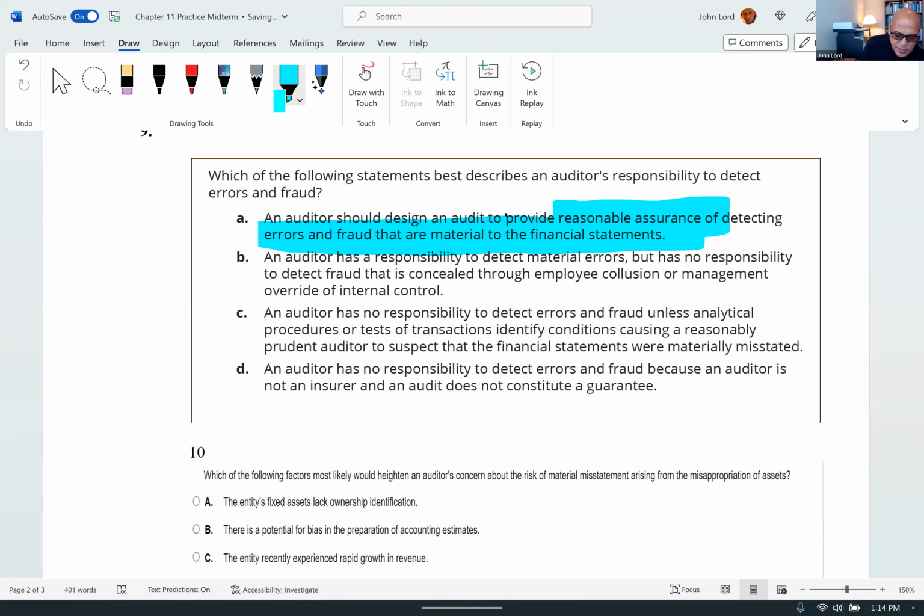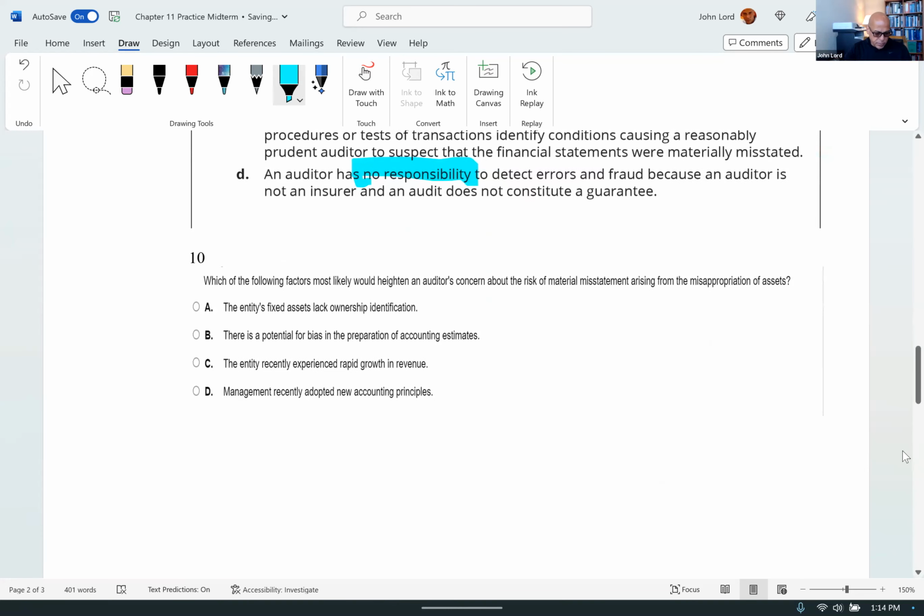You look at some of these others, guys, and come on. I mean, when they start putting in the phrases of no responsibility, you should be kind of suspect of a particular question that's trying to tell you that an auditor has no responsibility. So A is obviously correct, and that was right out of what we saw in the guidance issued by the AICPA.